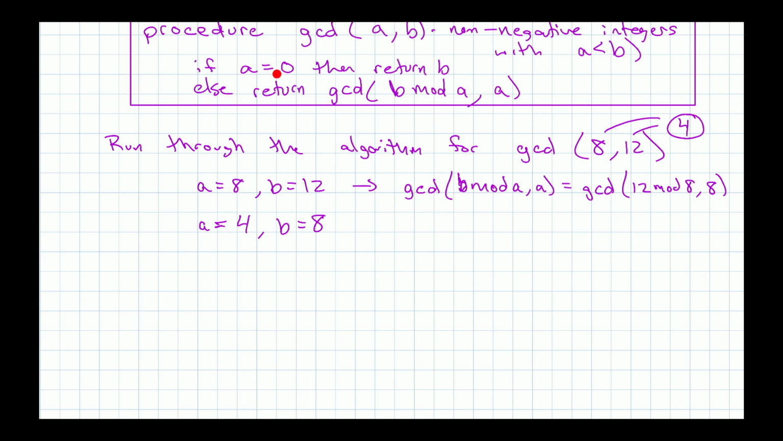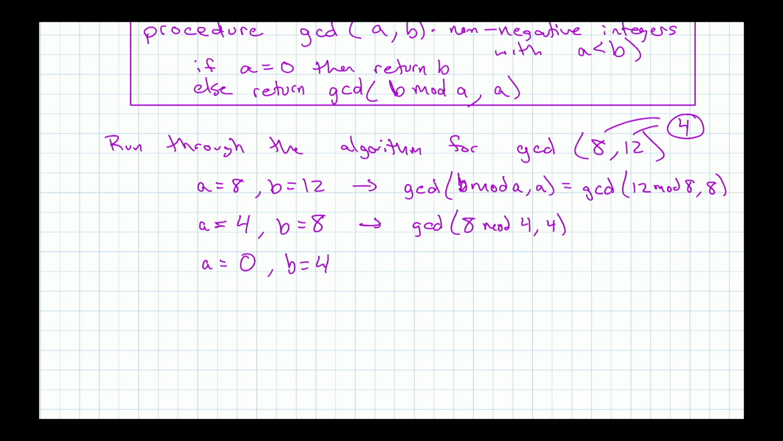So we're going to check, is A equals 0? No. So we're going to return the GCD of B mod A, comma A. What's that going to be? Well, it's going to be the GCD of B, which is 8, mod A, which is 4, comma A, which is 4. So we're going to have A equals 8 mod 4. What's the remainder when you divide 8 by 4? 4 goes into 8 two times with remainder 0. So we're going to get a 0. And then B is going to be the 4.